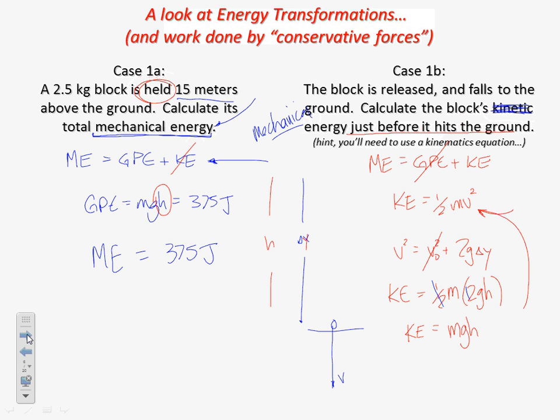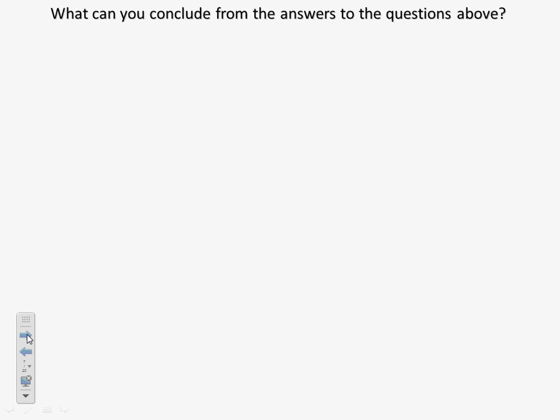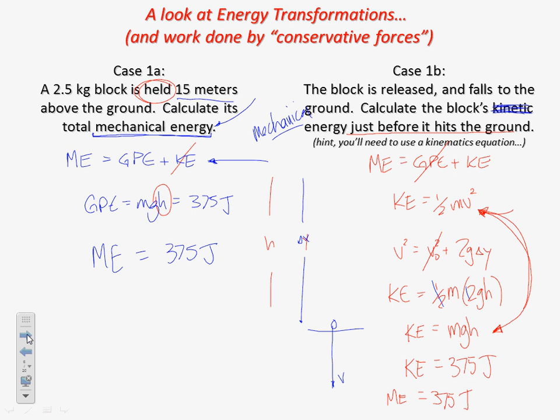Now, it's definitely equal to 1/2 mv squared, but notice what 1/2 mv squared turns into. And in this instant, its mechanical energy ends up being 375 joules. Coincidence? I think not. So what can you conclude? This thing starts with a certain amount of mechanical energy, 375 joules. It ends later with the same amount of mechanical energy.